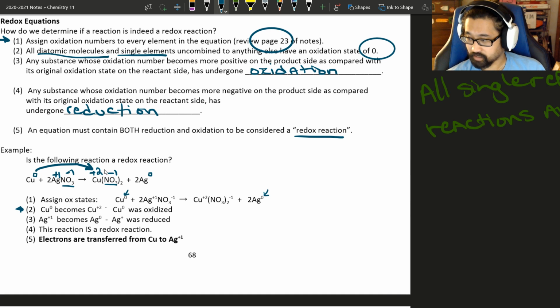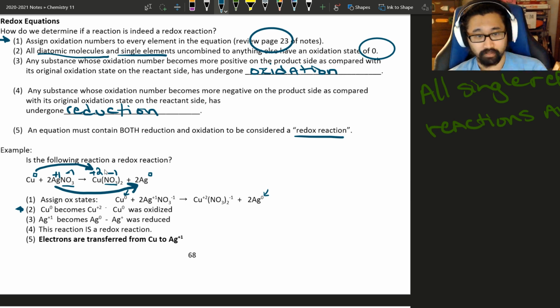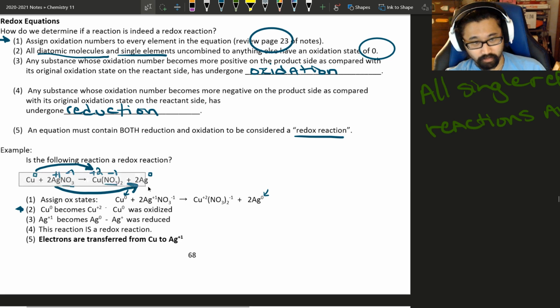So copper was oxidized. This silver, though, with a +1, turns into silver with a charge of 0. It was reduced. We have oxidation, we also have reduction. This is redox. The electrons are transferred from copper, it loses electrons, and silver gains them. Right?